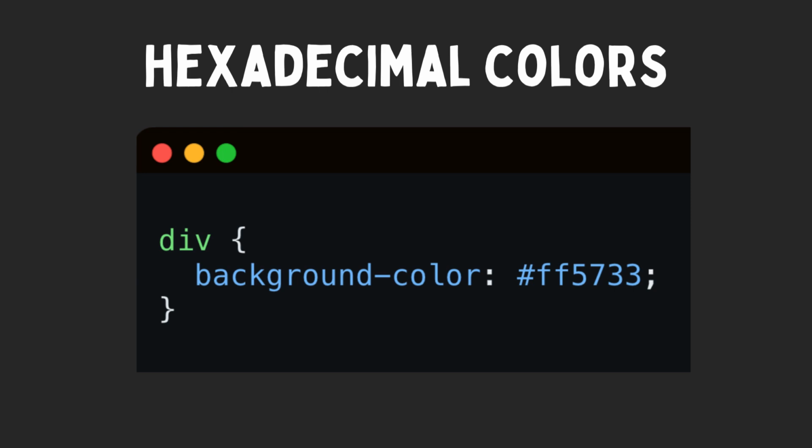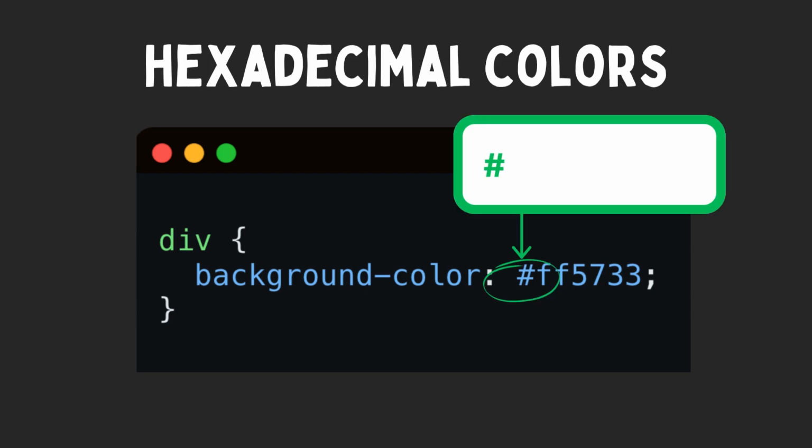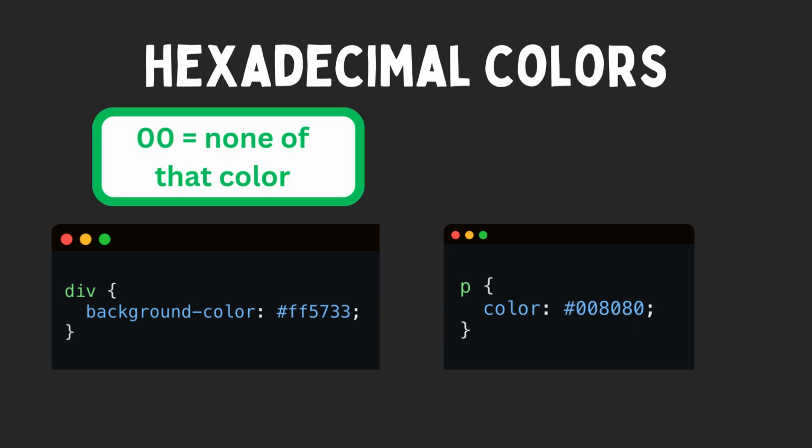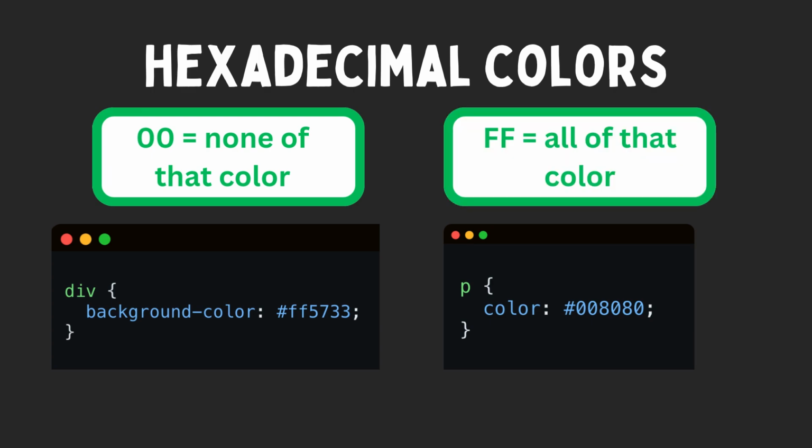Hexadecimal, or hex, colors are a popular way to define precise colors. They use a hashtag symbol followed by 6 characters, 2 for red, 2 for green, and 2 for blue. Hex codes use 2 characters for red, green, and blue to show how strong each color is. The numbers range from 00, which has none of that color, to FF, the most of that color, creating over 16 million color combinations.